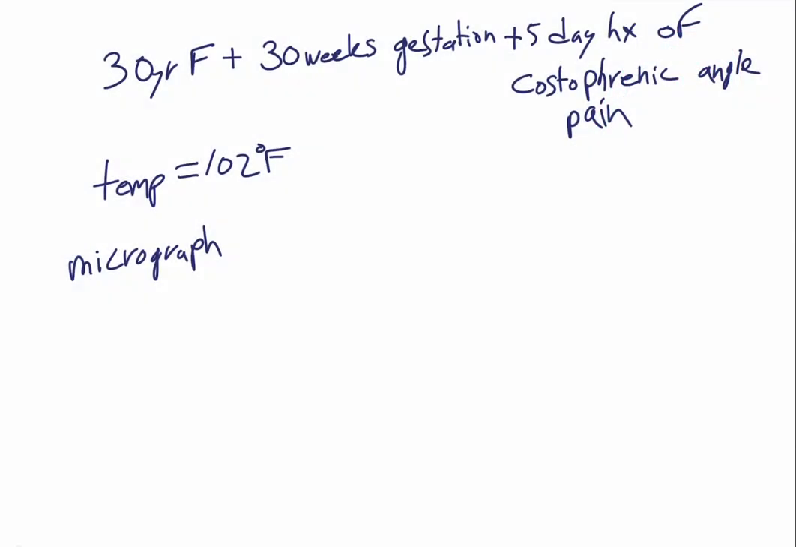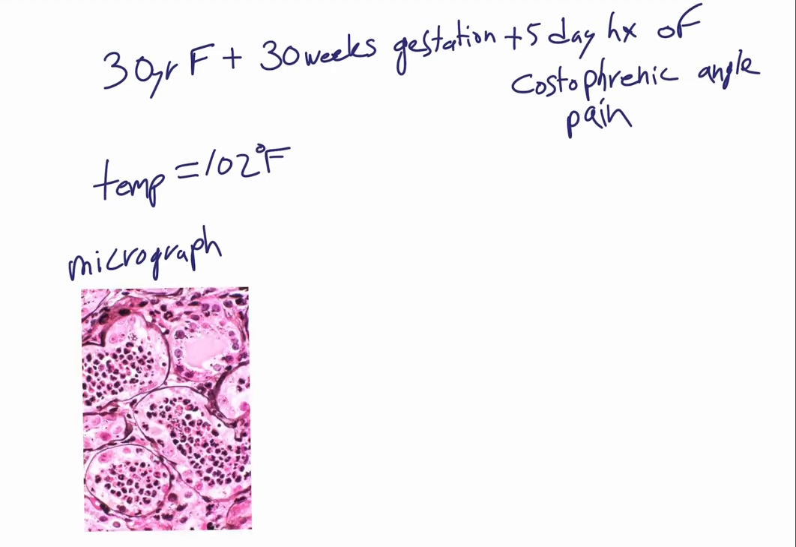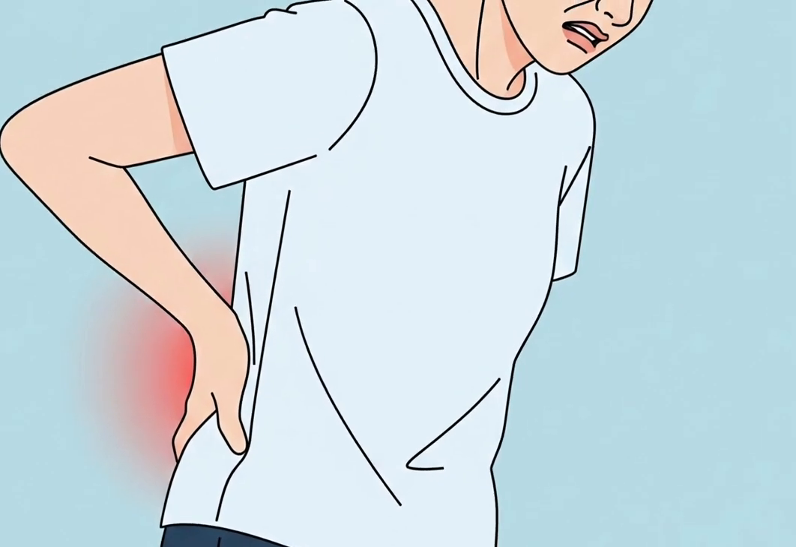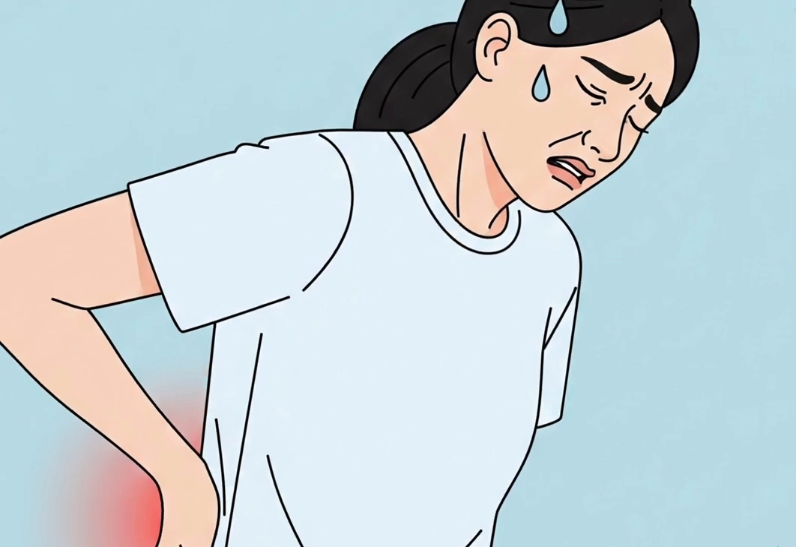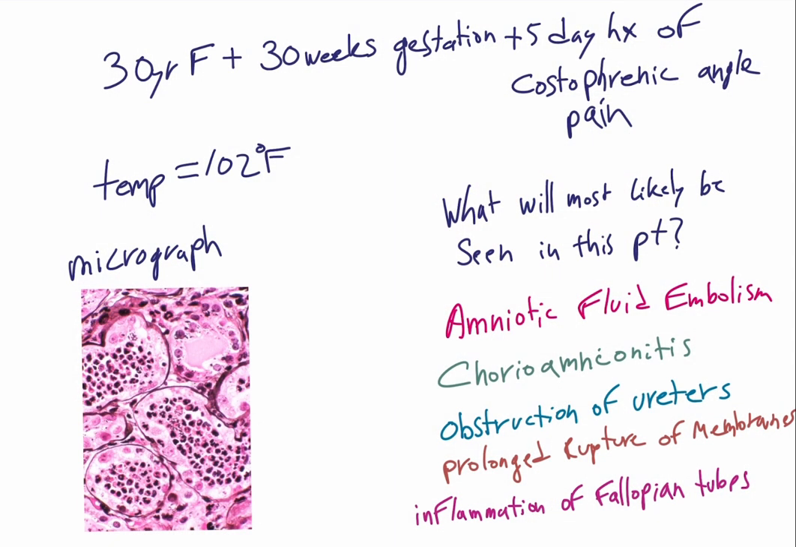Let's get it. So, if I was to give you a 30-year-old female pregnant at 30 weeks gestation, she's got a 5-day history of costophrenic angle pain. She has a temperature of 102 Fahrenheit, and this histoslide is associated with her findings. You might be saying, WTF is costophrenic angle pain? Let that marinate. Anyways, which of the following is most likely to be seen in this patient? Please make your selection. 3, 2, 1, boom. There it is. Let's get into why the correct is correct and the incorrects are incorrect.